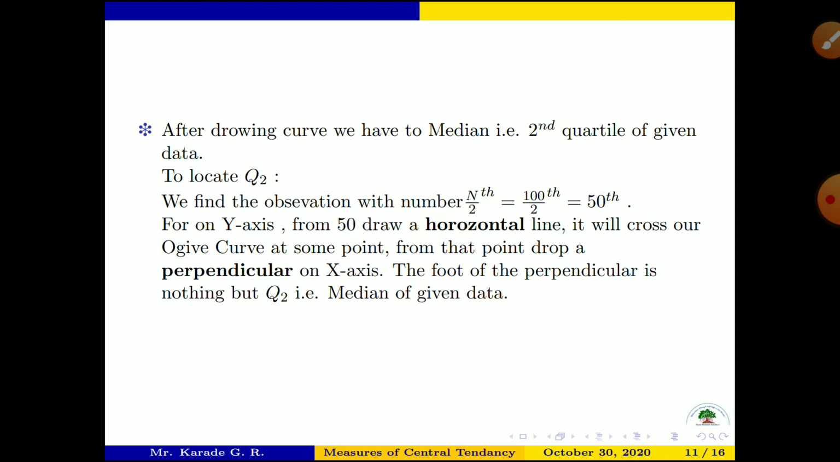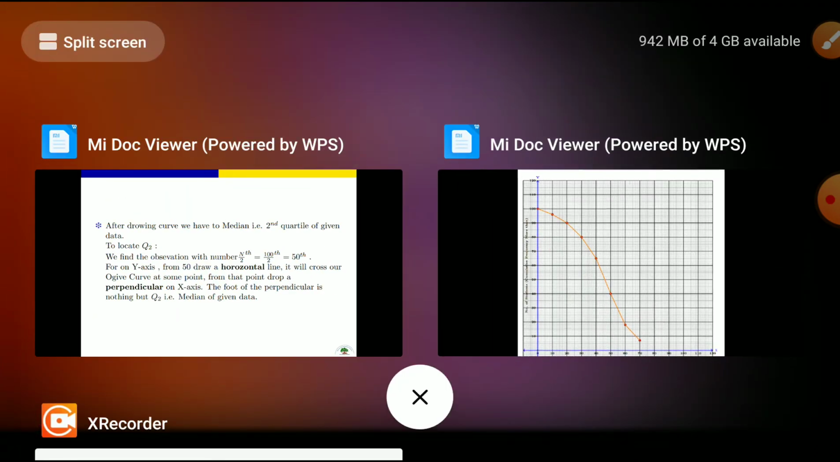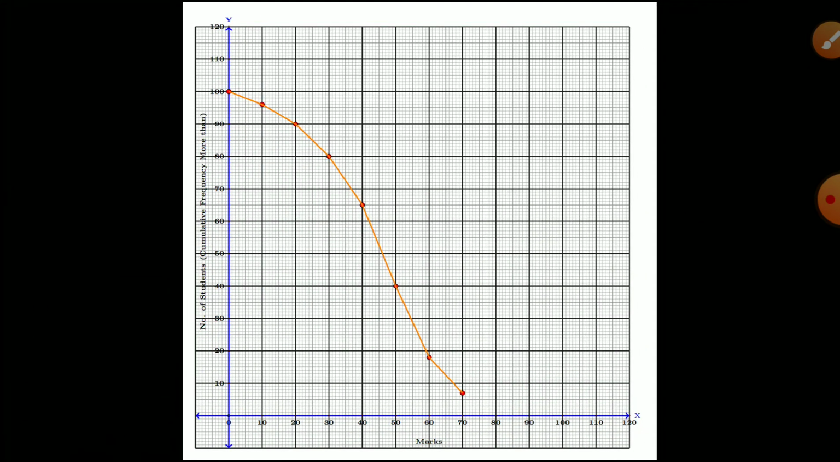From 50 on the y-axis, draw a horizontal line and it will cross our Ogive curve at some point. From that point, drop a perpendicular on the x-axis. The foot of the perpendicular is nothing but Q2, the median of the given data. So let us find the median for the given data. First of all, to find Q2, we have to find the n by 2 observation.